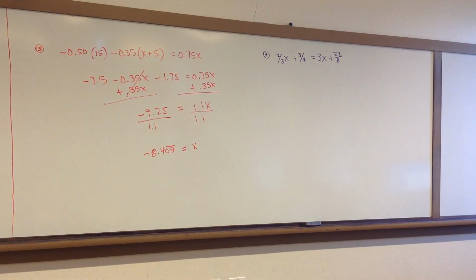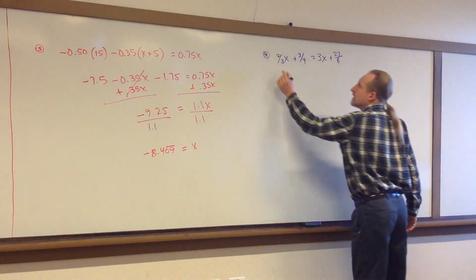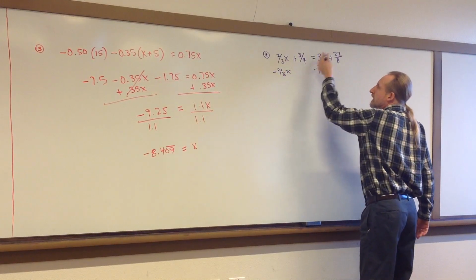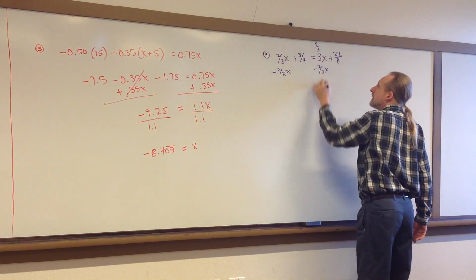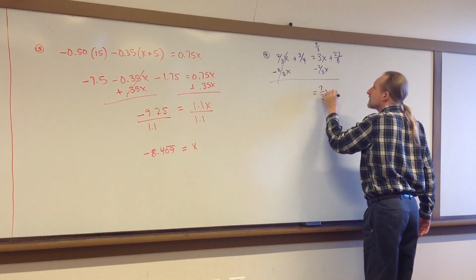Alrighty. Well, like any equation, we want to collect our x's on the same side. So I'm going to subtract 2/3 x on both sides. Now this 3 is the same as 9/3. So if I subtract 2/3 from that, I'll end up with 7/3.